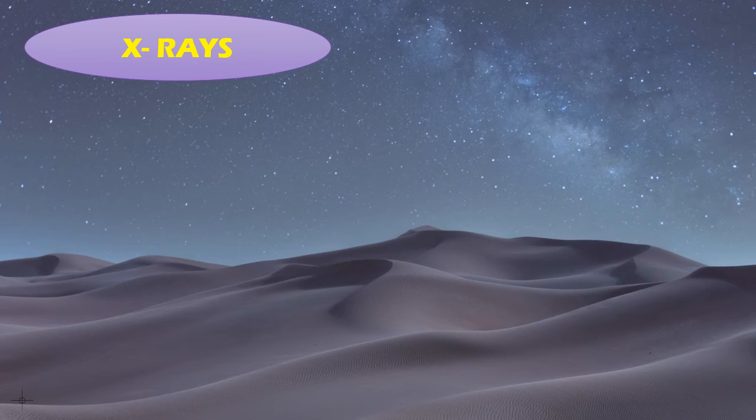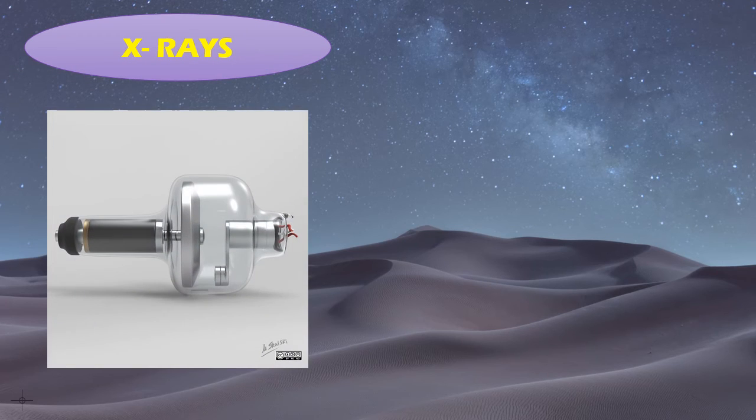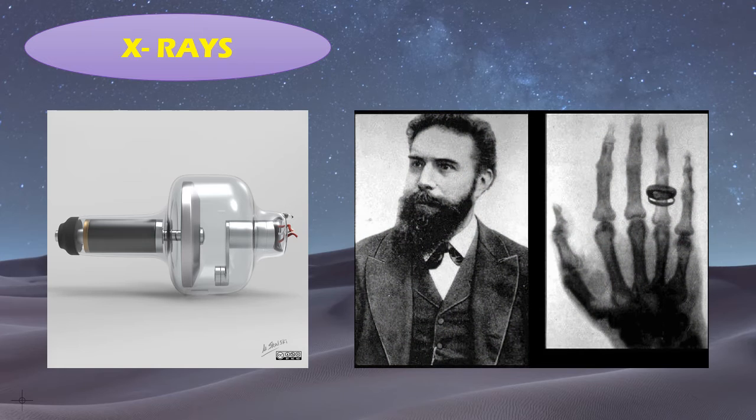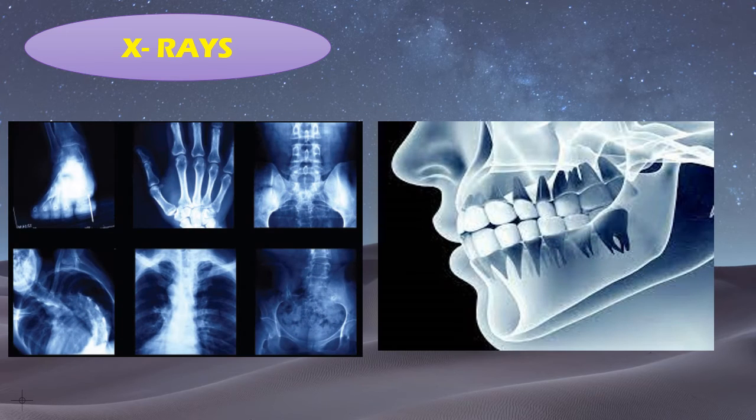X-rays are produced using an X-ray tube. They are emitted when fast-moving electrons hit a metal target. X-rays were discovered by Wilhelm Conrad Roentgen in 1895. X-rays are a diagnostic tool in dentistry and medicine. Doctors and dentists can examine the condition of a person's bones, the root of the teeth, or the state of other inner parts of the body.